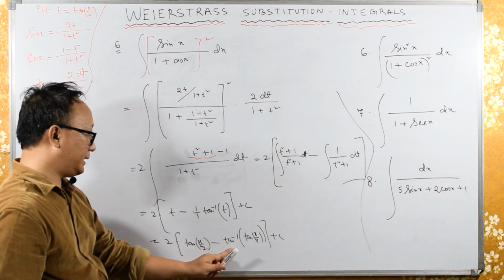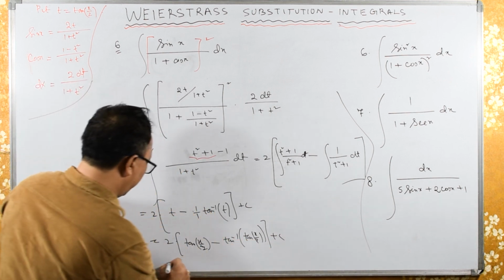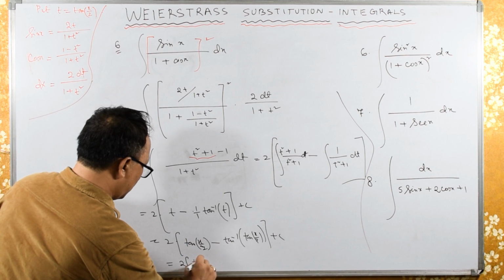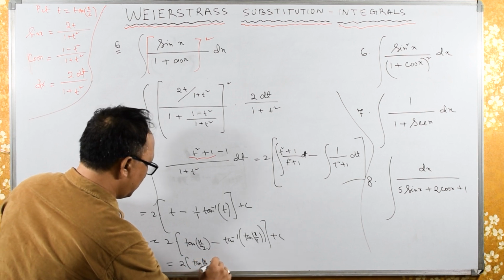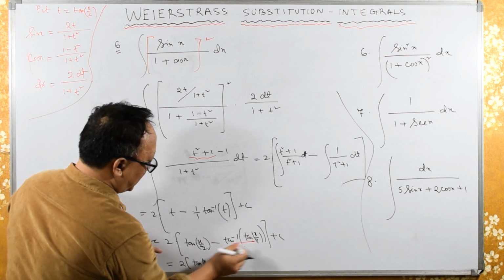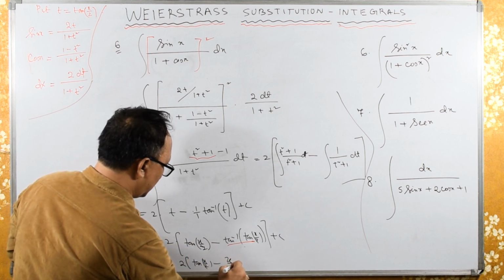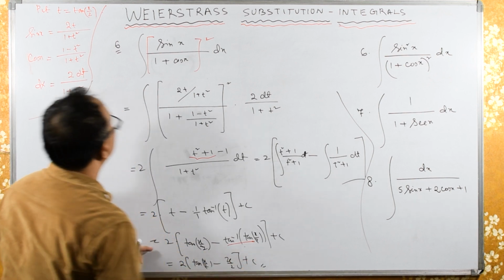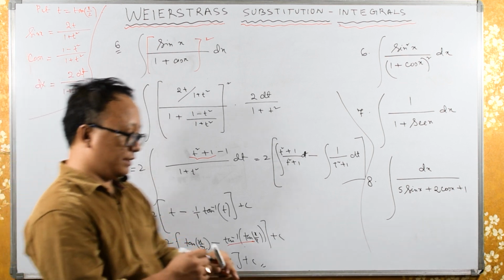Tan inverse and tan get cancelled. The last we have is 2 tan x by 2 minus tan inverse, and tan gets cancelled, you have only x by 2, plus c. Okay, this is the correct answer for question number 6.